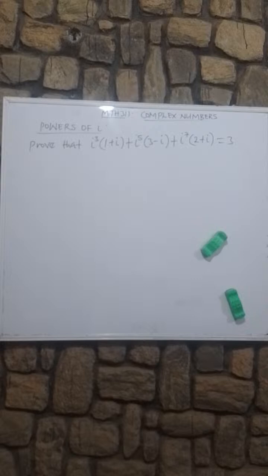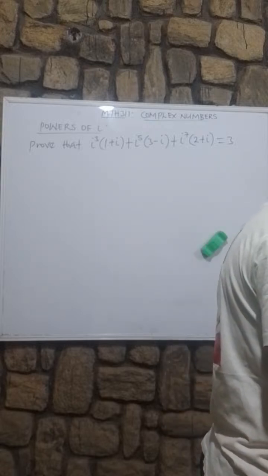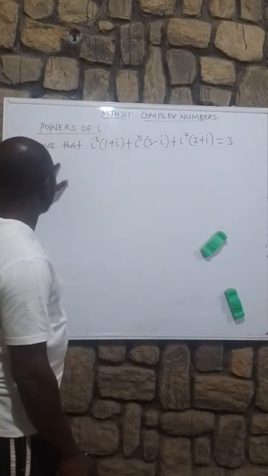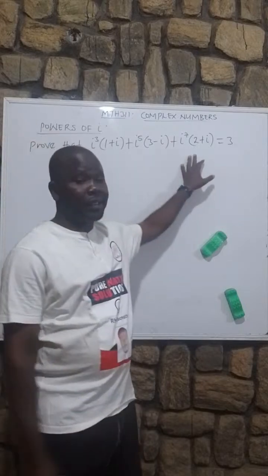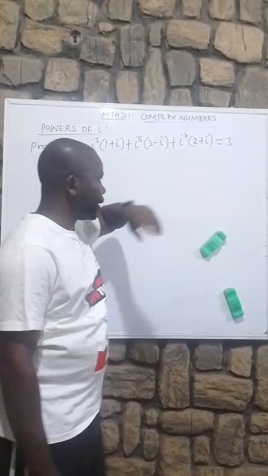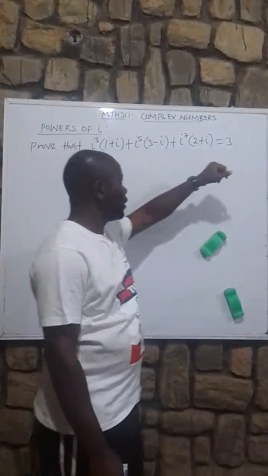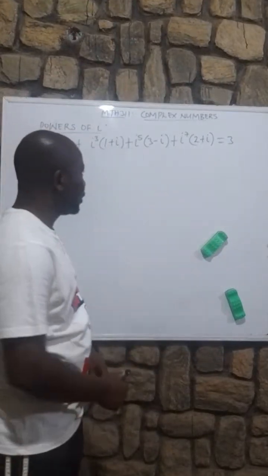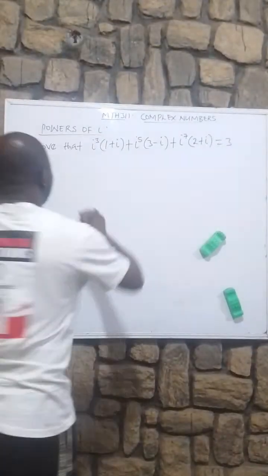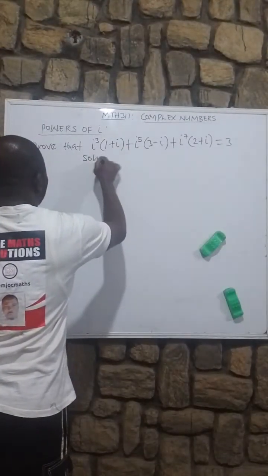Okay, so let us proceed to solve this problem. The question says prove that the left hand side is equal to the right hand side. And the right hand side, what do we have? 3. So let us prove whether at the end of the day we are going to have 3. Okay? So let's write the solution.